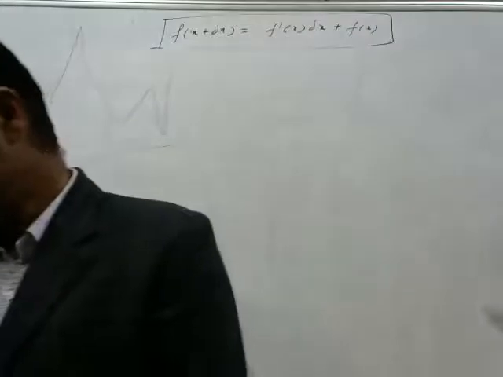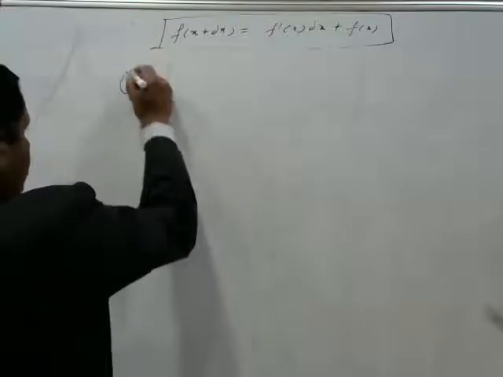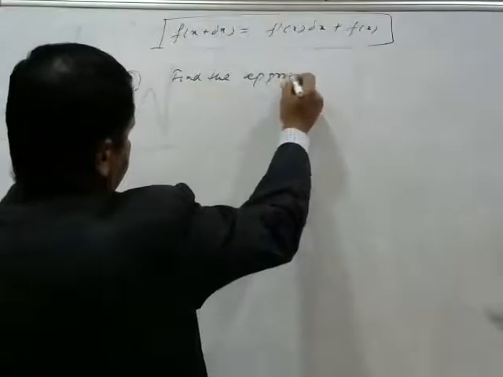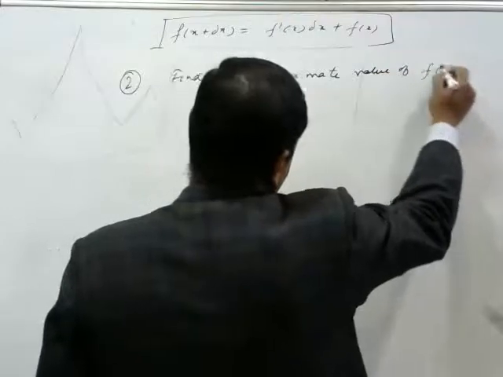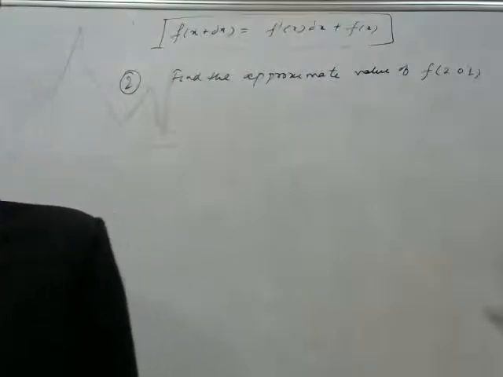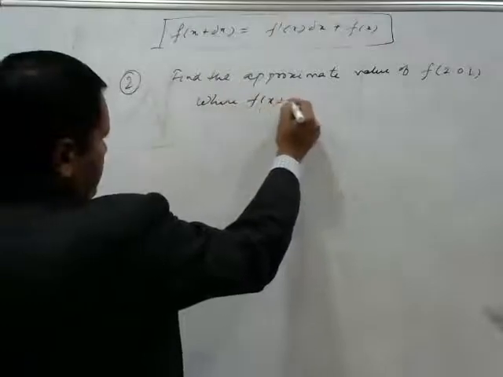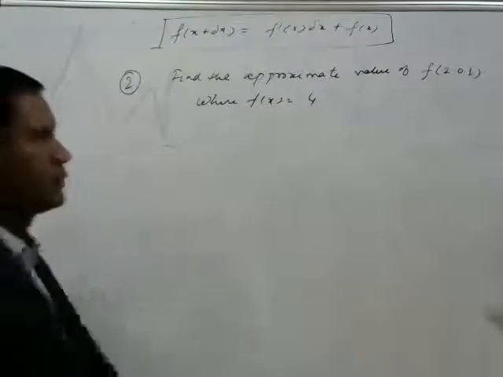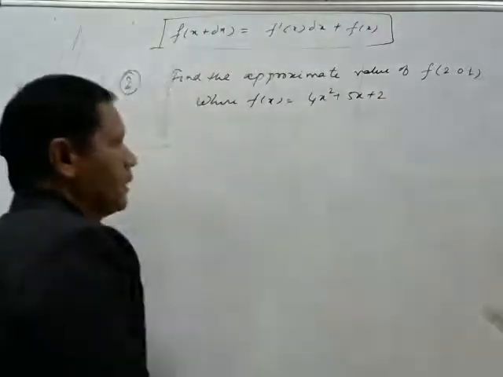Now, question number 2. Find the approximate value of f of 2.01, where f of x is equal to 4x square plus 5x plus 2.